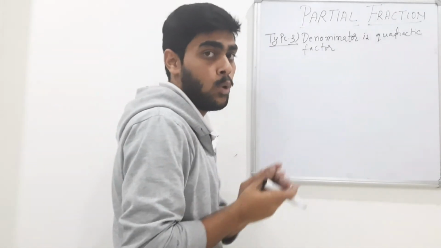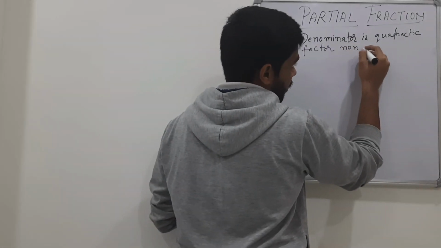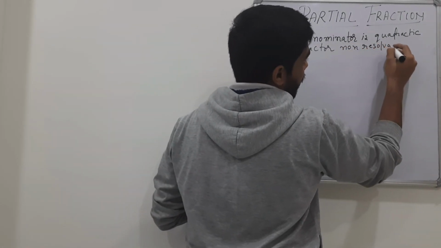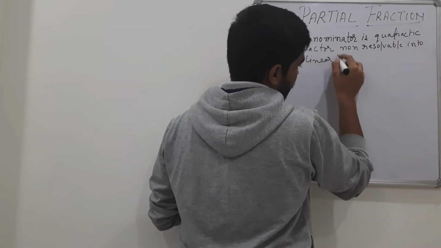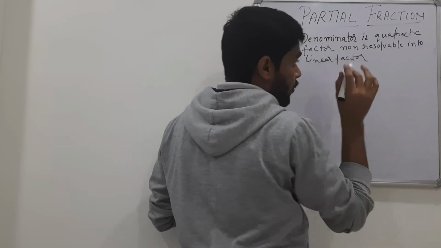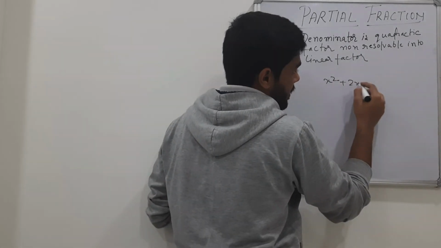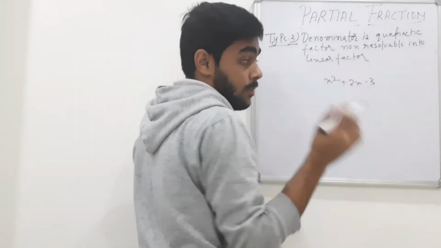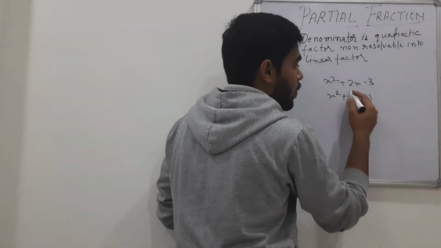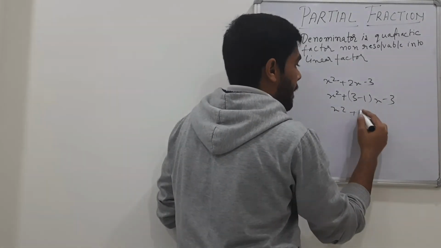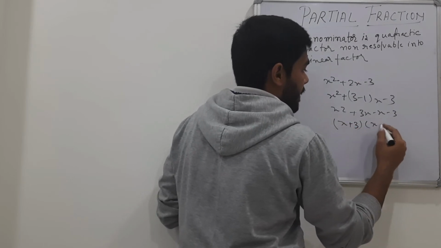This is a very important point which students generally miss. Quadratic factor non-resolvable into linear factor. The meaning of this is the quadratic factor should not be like x square plus 2x minus 3, because this can be resolved into linear factors: x square plus 3x minus x minus 3, that is x plus 3 and x minus 1.